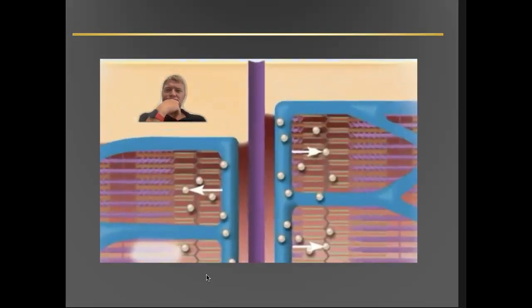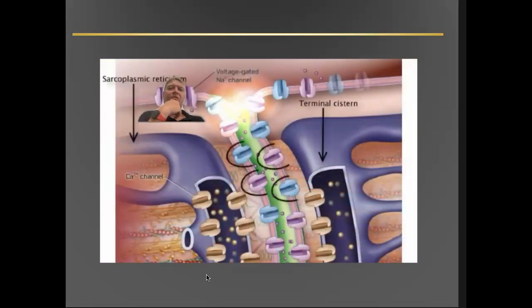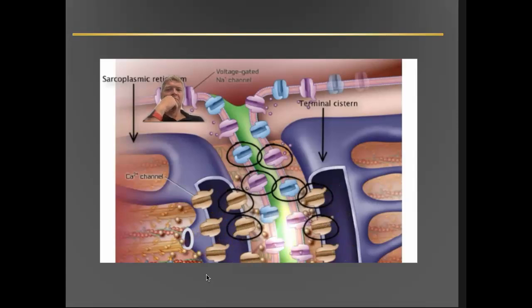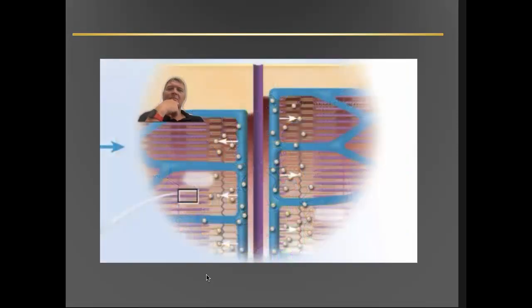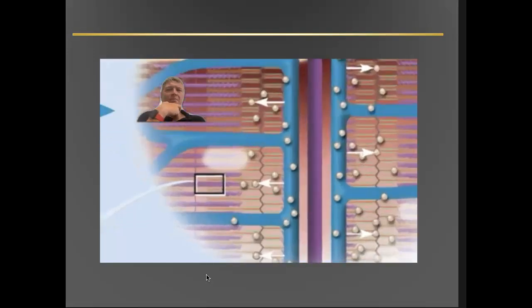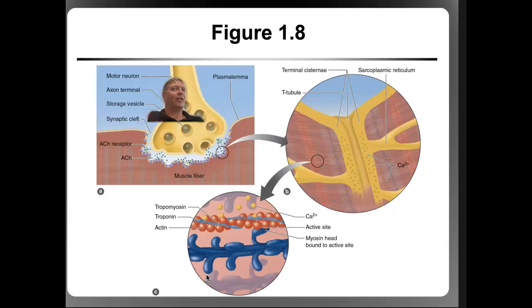Next, the action potential stimulates the opening of voltage-gated ion channels in the T-tubules. These channels are physically linked to calcium channels in the terminal cisternae of the sarcoplasmic reticulum. These calcium channels open as well. And since calcium ions are higher in concentration in the sarcoplasmic reticulum than they are in the sarcoplasm, they diffuse out and into the cytosol. And then that allows the actin and myosin to interact and go.